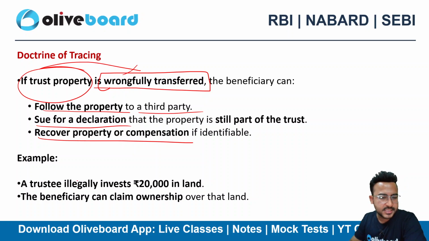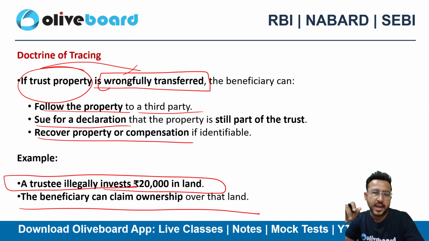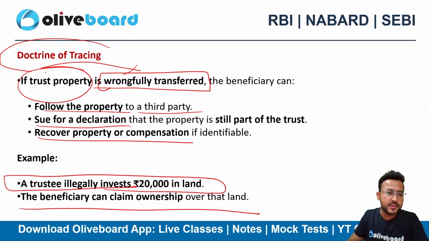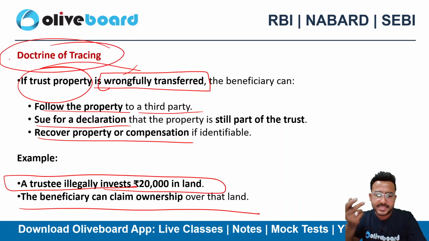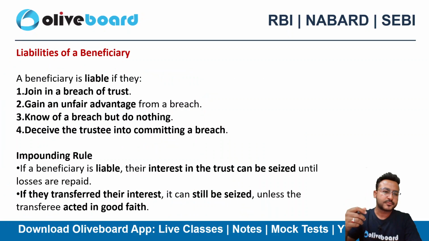Let's suppose a trustee illegally invests 20,000 in a land. Then the beneficiary can claim the ownership of that particular land. That's the doctrine of tracing. They can trace it. Trustee ने 20,000 रुपए का अगर कहीं इन्वेस्टमेंट कर दिया लैंड में, तो दे ओन द लैंड नाउ. बेनिफिशियरीज डू हैव द क्लेम ओवर दैट लैंड ऑल्सो.